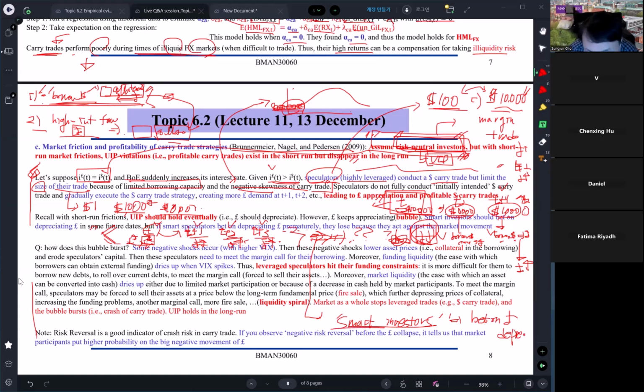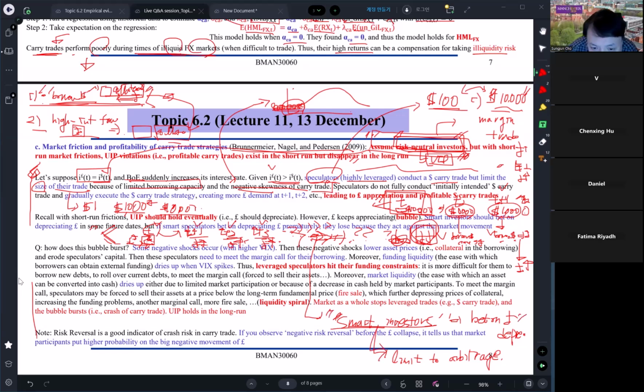But when do you need to bet on that? Even though you are smart, you know that the pound will depreciate in the future. If everyone else is conducting the dollar carry trade, you cannot go against the market movement. This is the so-called limit to arbitrage. Even though you are smart, if everyone else is stupid, there's no reason to do the opposite thing. You just need to go along with the market. You cannot win against the market movement.